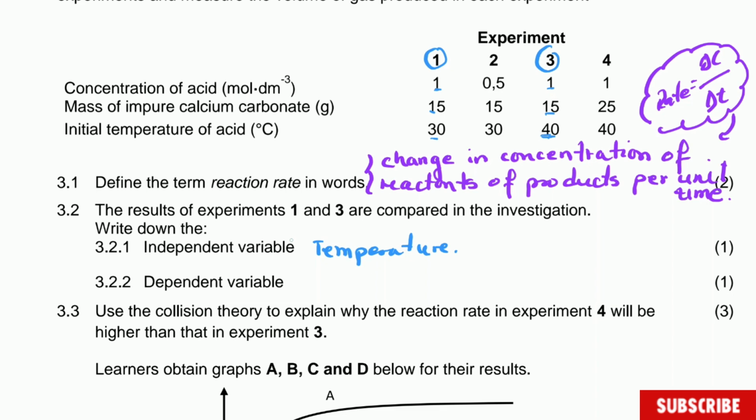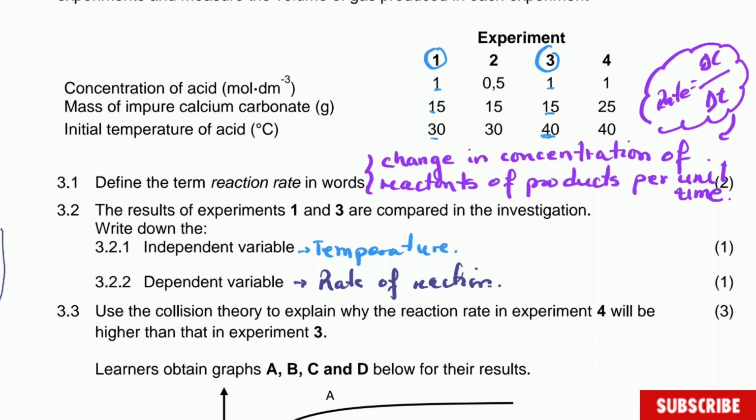What depends on temperature there? The rate of the reaction. The rate of the reaction depends on the temperature. Okay, so temperature is independent because it was changed during the experiment, but the rate of reaction depends on temperature.